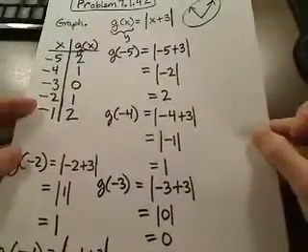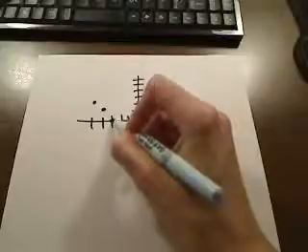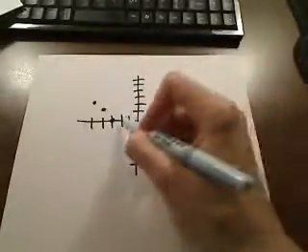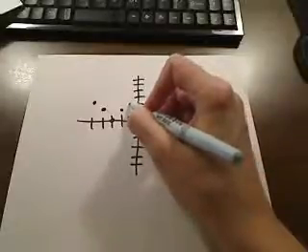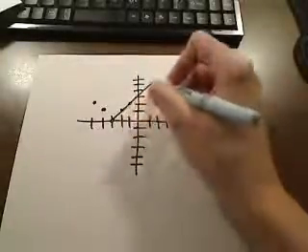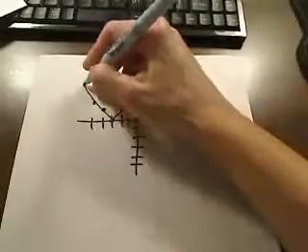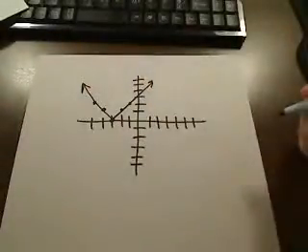Then we have the point -3, 0. And that's right here. And then we have the point -2, 1. And the point -1, 2. And we do indeed see a V shape come out of this. And so that is our graph for this problem.